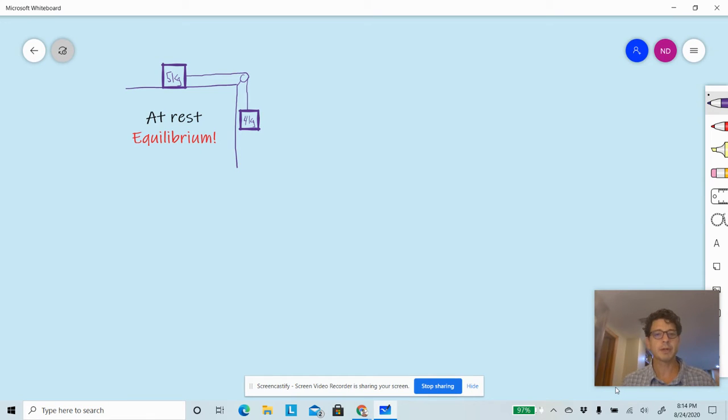All right, so here we go. We're going to go over the second example problem. In this problem, there are two masses, both at rest, which means it's in equilibrium. All the forces are balanced. The forces on the 5 kilogram mass are balanced, and all the forces on the 4 kilogram mass are balanced.